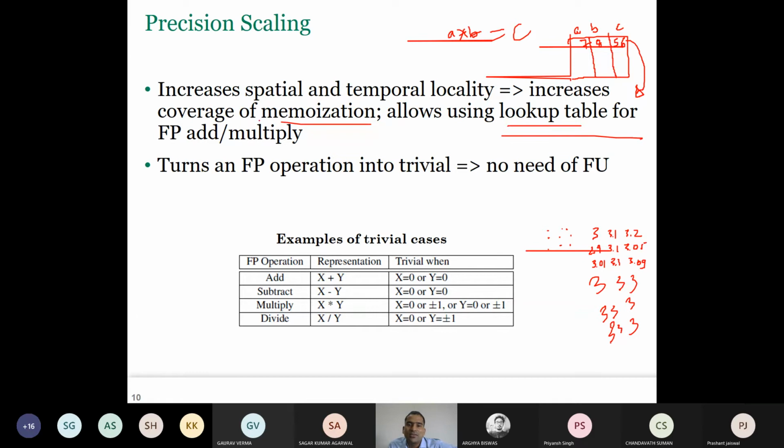So this increases the coverage of, that's called memoization. You are memorizing the result. Okay, you're not doing the computation, but you are getting the result from memorized values. So now once you replace all of them with, suppose, 3, then your ability to read the values from the lookup table will increase, because here, for example, if you have 3 versus 3.2, you cannot use this memoization lookup table. But once you have done precision scaling, then you can use this table.